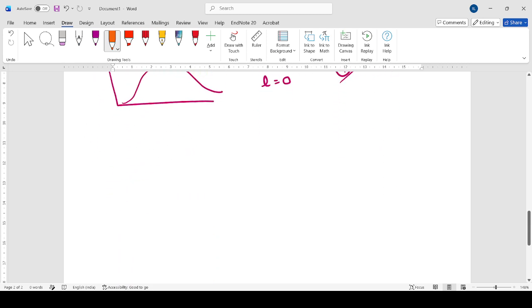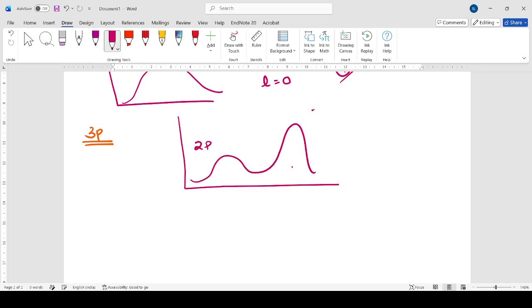Go on, 3p. How many peaks do you expect? 1, ma'am. That's right. I have 2p and 3p, correct? And I'll have one node in between. 3d.